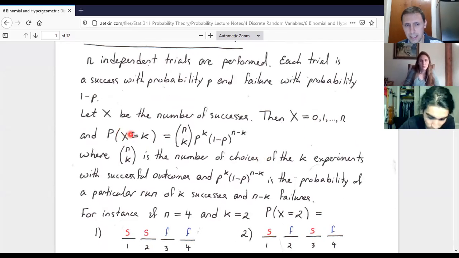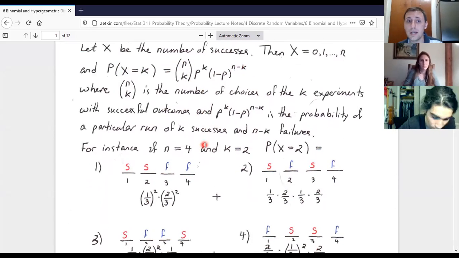And the probability that x equals k, that is that we had k successes, is n choose k, p to the k, 1 minus p to the n minus k. They're independent. Now, why do I say that? So for instance, suppose that n is equal to 4 and k was 2. In other words, out of 4 trials, we had 2 successes.